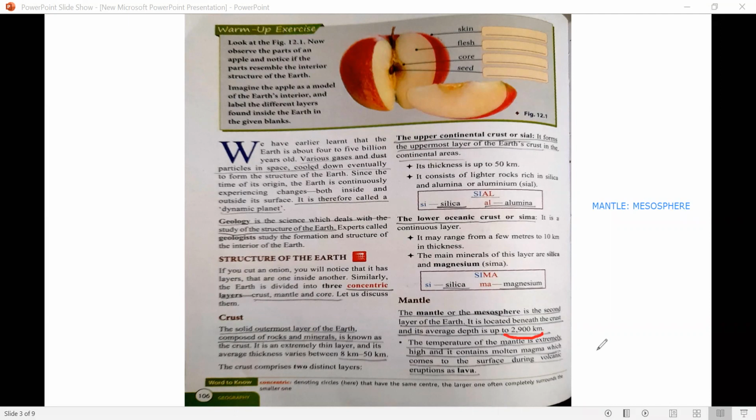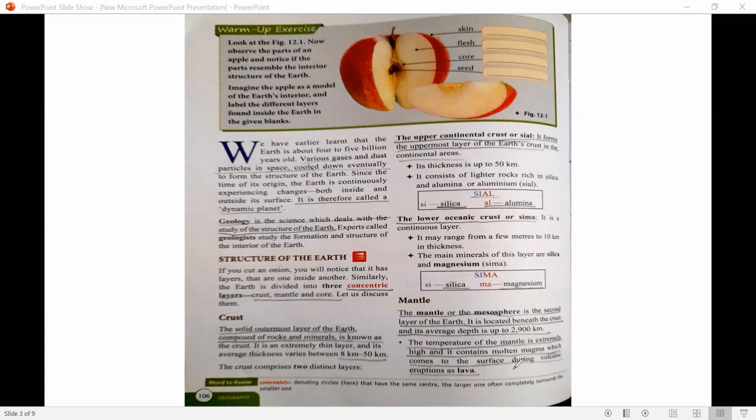The temperature of the mantle is extremely high and it contains molten metal. Some molten magma comes to the surface during volcanic eruptions as lava. So how much temperature does the magma have? No, not the magma actually. The mantle layer has high temperature, and it has some molten magma which comes to the surface crust through the volcanic eruptions happening on our earth's surface.